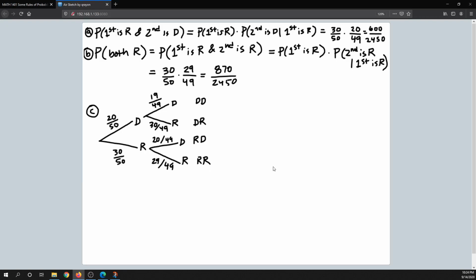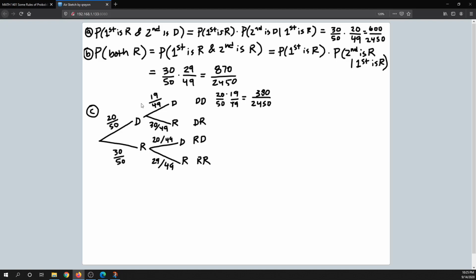All right, and then what I can do to get the probability of these events here, I multiply along the path. So the probability of picking two Democrats would be 20 times 19, 20 over 50 times 19 over 49. That comes out to be 380, I believe.